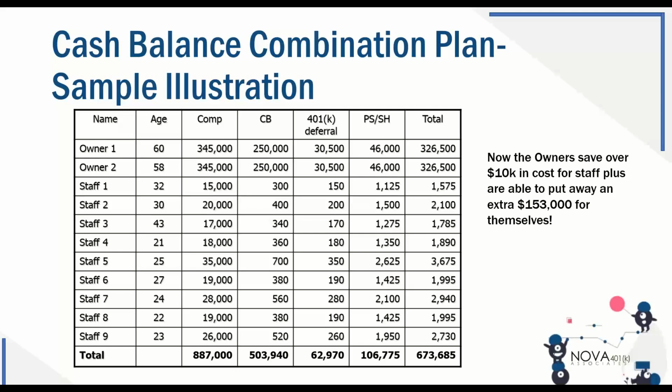But compared to the cash balance alone, the staff cost has gone down by over 10,000, and the owner benefits have gone up by 153,000. So you can see the benefit of the combo in this situation. 97% of the total employer cost is now going to the owners, while still giving a generous benefit to the staff.